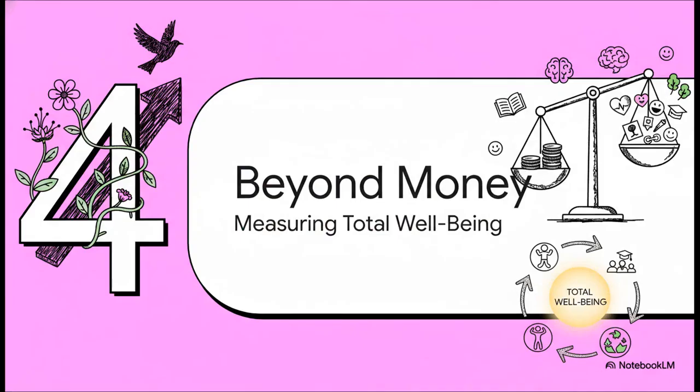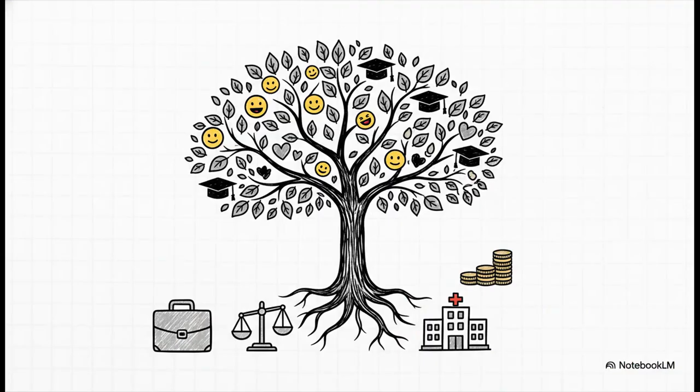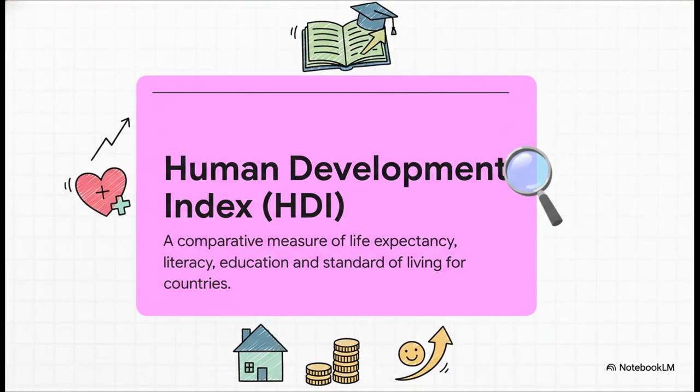But hold on. Even with a better metric like GNI, we're still just talking about money, right? What if a real economic health checkup needs to look beyond that? What if it's about measuring a country's total well-being? Because, at the end of the day, a nation's health isn't just its wealth. I mean, you can have a high national income, but that doesn't automatically mean that your people are happy, healthy, and educated. And that is exactly where something like the Human Development Index, or HDI, comes into play.